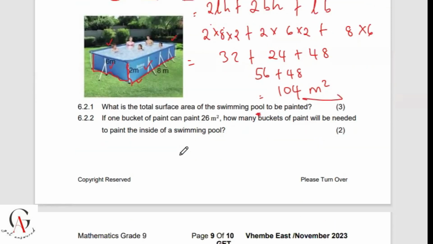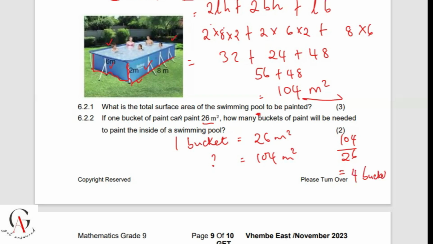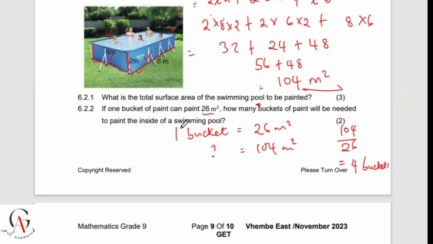Then 6.2.2. If 1 bucket of paint is going to paint 26 meters squared, how many buckets of paint will be needed to paint inside of the swimming pool? Okay, so 1 bucket, these are proportions now, is 26 meters squared. How about 104 meters squared? How many buckets? So we divide these two. So 104 divided by 26 gives us just 4 buckets. So we need 4 buckets to paint the inside of the swimming pool.